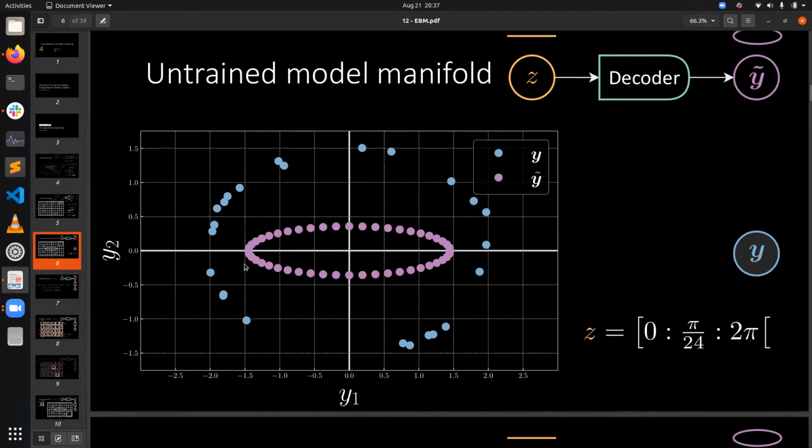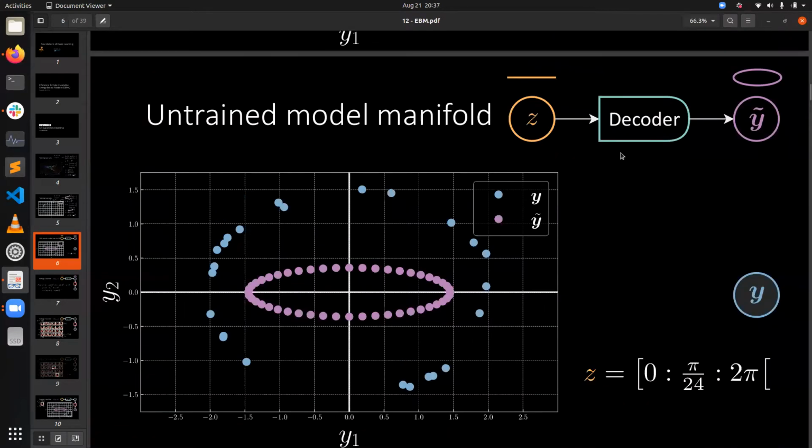Yeah, this is the model manifold. So you have a model which gives a model manifold, and your target is to somehow make this model manifold match with the actual y points. That is in the training process. We'll be looking at that.